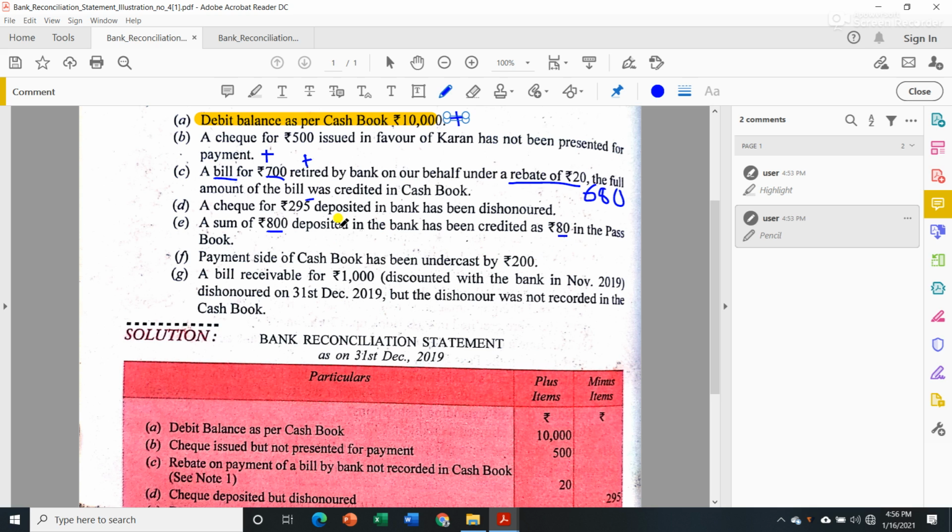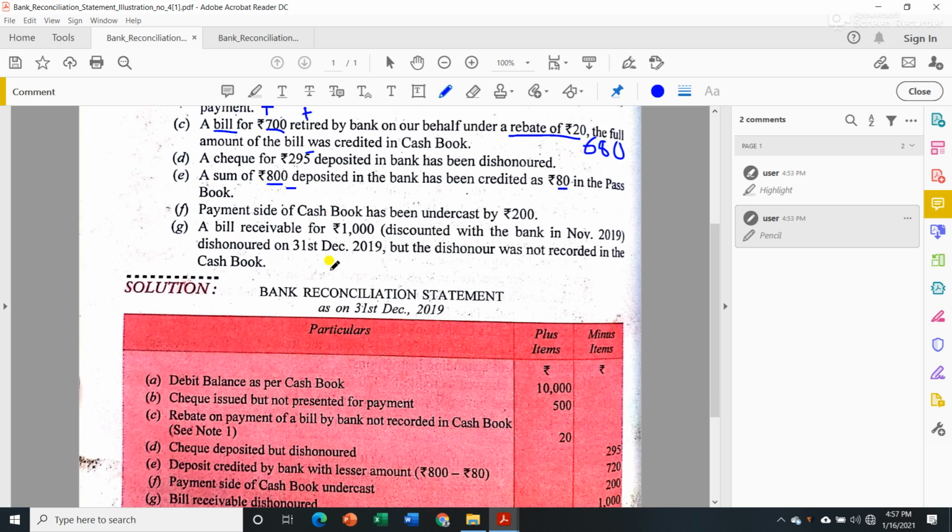So our cash book is showing more balance than our passbook. So what we have to do is that the remaining amount, that is 800 minus 80, that is 720, we have to deduct from our cash book. Okay, the next is payment side of cash book has been undercast by 200. That means our payment side of our cash book is showing 200 less of payment. Okay, but our passbook is showing more, so that means we have to write it in the minus side so that both our passbook and cash book will be equal.